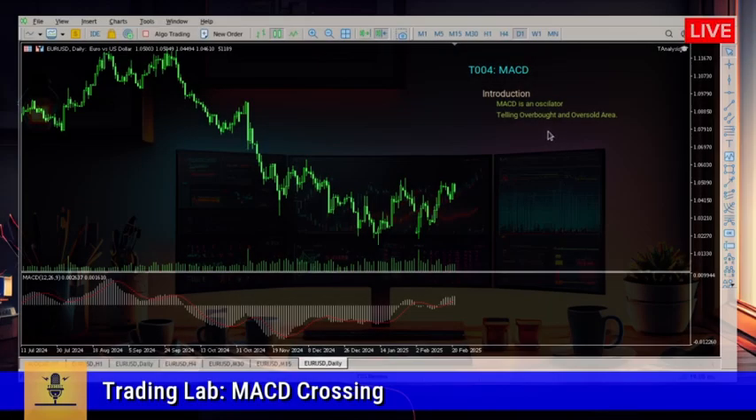This time I will share about how to trade with MACD. MACD is also an oscillator. This means the primary usage of the oscillator is showing overbought and oversold. MACD is one of my favorite indicators. Its accuracy has been proven for more than 20 years.